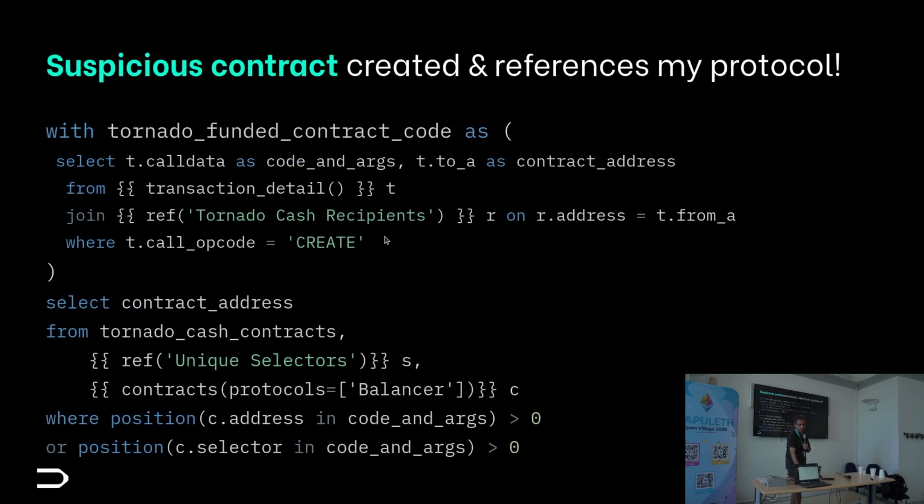By the way, this is a very standard query. We have a subquery for Tornado Cash recipients across all chains. It's very standard to say, is anyone who's funded by Tornado Cash calling my protocol? In this particular case, is anyone funded by Tornado Cash calling any smart contract that is under the Balancer protocol? This is very easy to write. But let's go and look at actual examples and see if we can get something out of that.